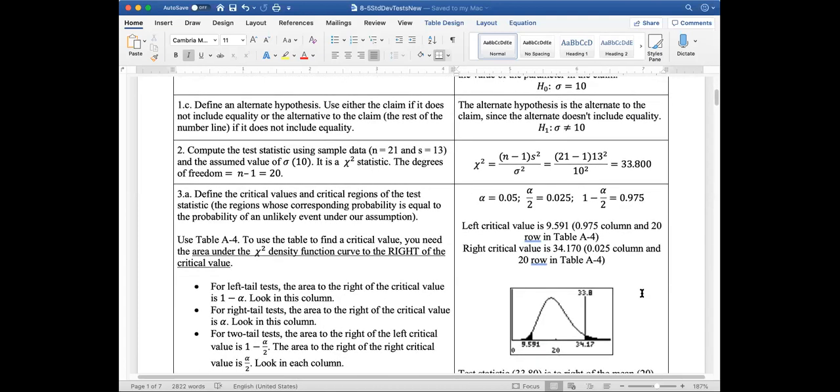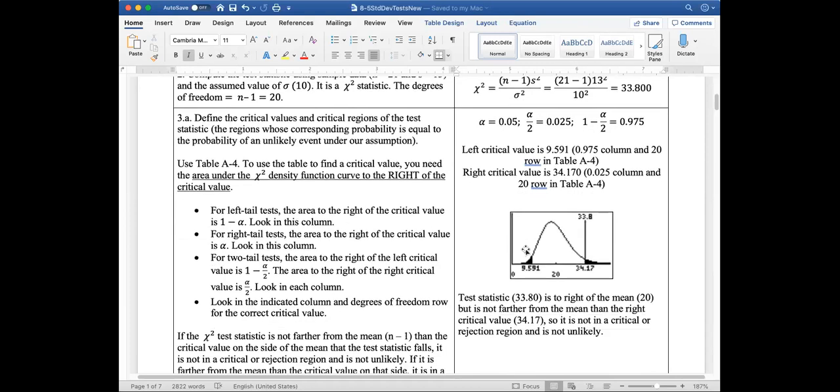Okay, so now in step 3, since we got a test statistic value of 33.8 in step 2, we need to know if this is an unlikely value or if it is not unlikely. So the critical values, in this case, since it's a two-tailed test, we need 2 of them, one on the left and one on the right. We're going to use table A4 to get those. And here are the instructions for table A4.